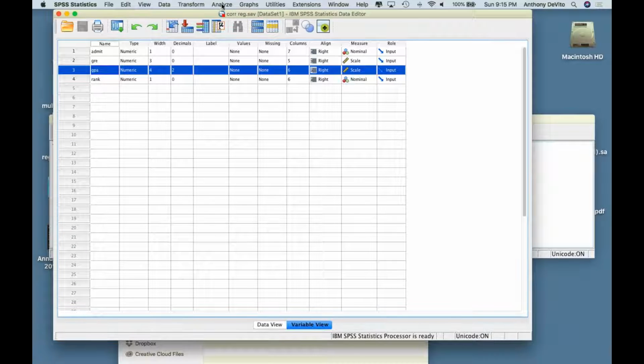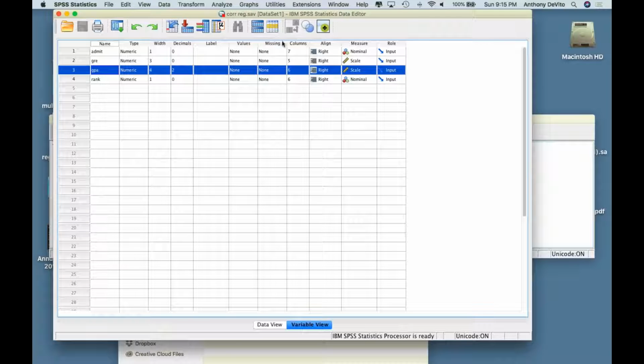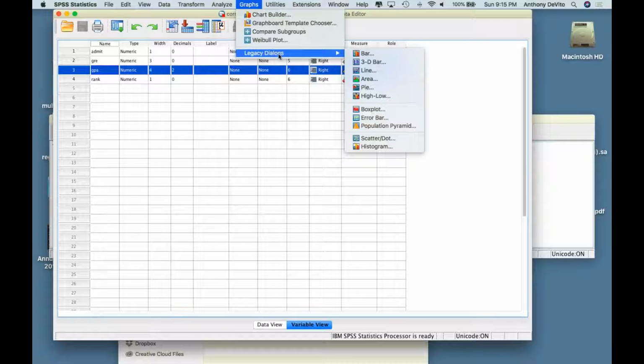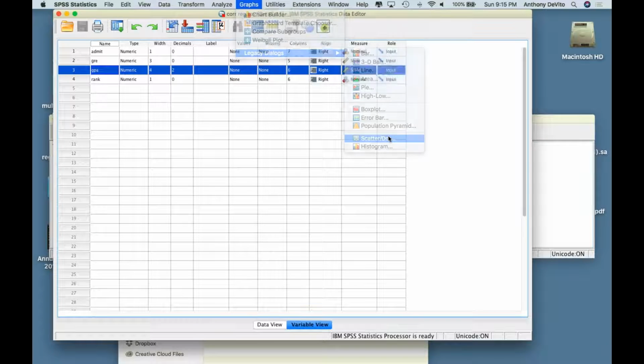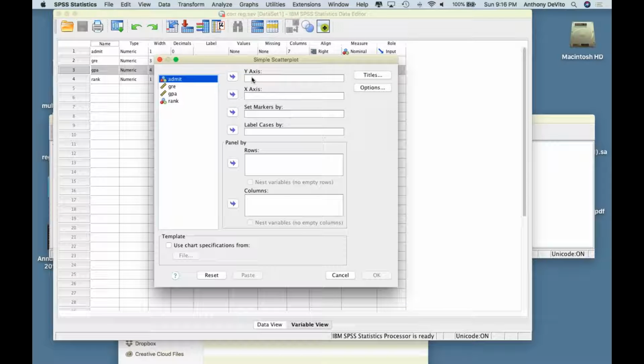Okay, so I'm going to go up here and take a look at this data. Let's take a look at how this data looks graphically. So I'm going to go up to create a graph, which is a scatter plot. Legacy dialog, scatter plot. I'm going to choose simple scatter plot. What this is going to do is it's going to set up a graph with an X and a Y axis, where the X axis is going to be a student's grade point average, and the Y axis is going to be a student's GRE score.